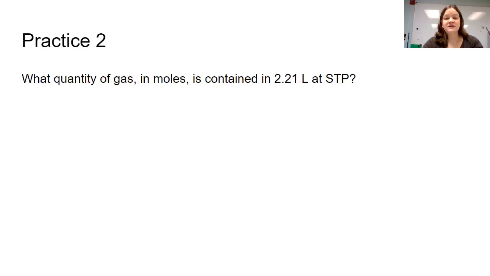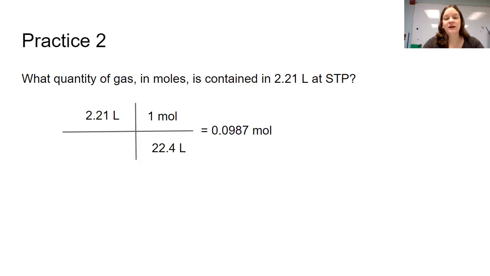All right, this is going the opposite direction. We are figuring out how many moles we have in this volume. If I have 2.21 liters at STP, how many moles is that? This time I'm going to put the 22.4 on the bottom so that my liters cancel. So I would divide 2.21 by 22.4 and find 0.0987.